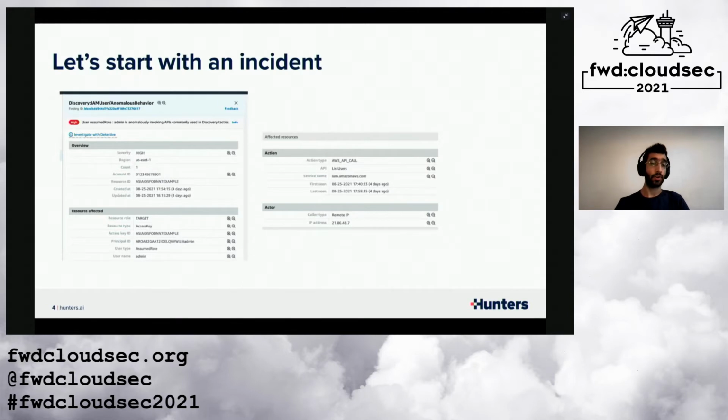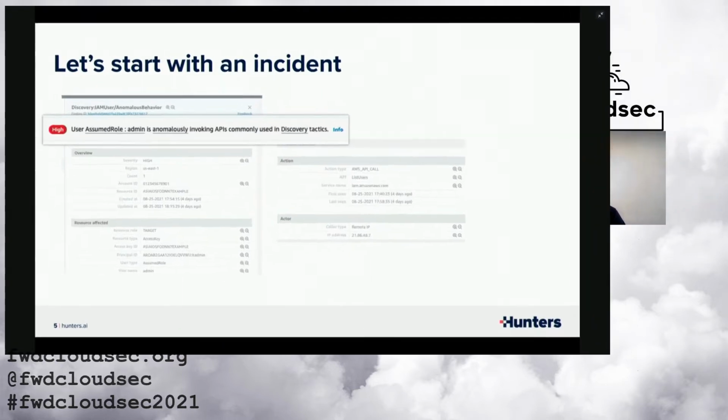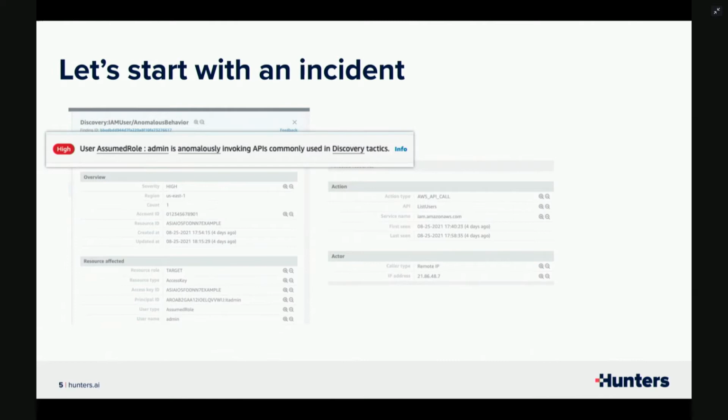And here I took a GuardDuty incident, a great place to start an example. Obviously, I changed all the IDs and API keys, etc. So what do we have here? We have an assumed role, admin, anonymously invoking discovery API calls. Okay, that doesn't give us much information.